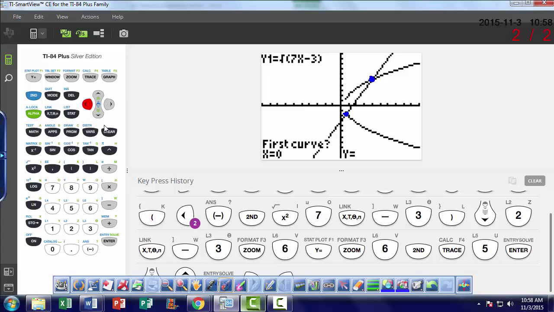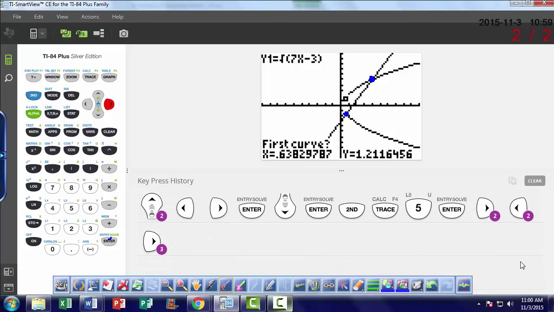Hold on. I don't know why the enter is not working. I'm waiting for it to ask me for my second curve. Okay, I know what happened. I think I needed to see the cursor. So I arrowed to the right a little bit, then you can hit enter. There we go. Now it's asking for the second curve.